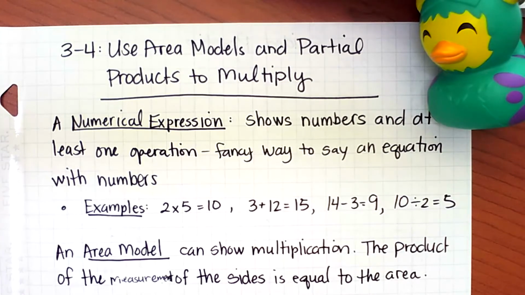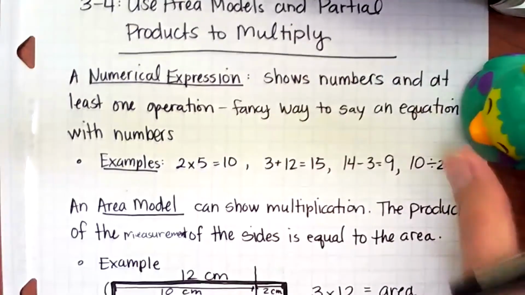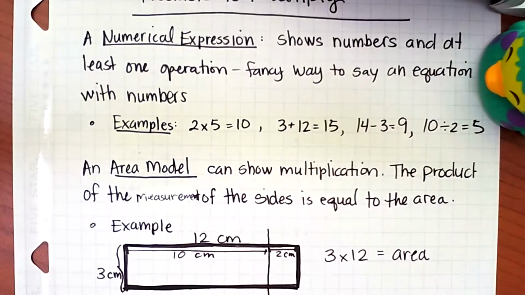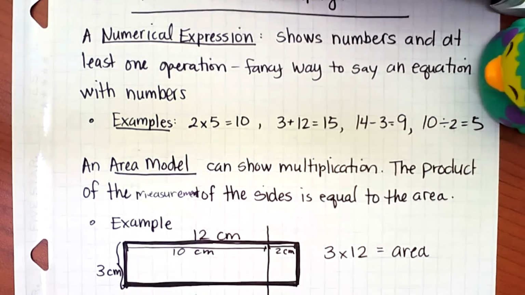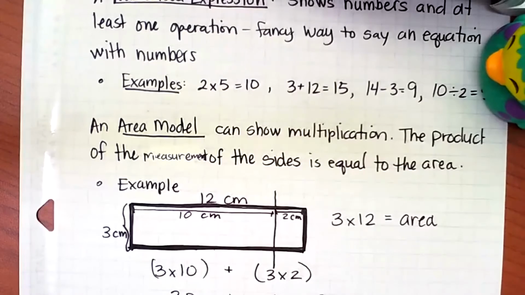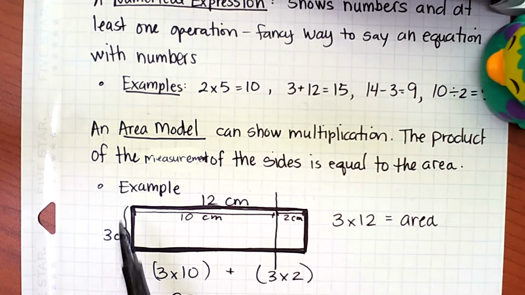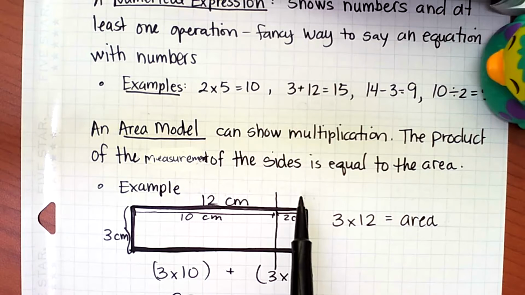Now, we also talked about area models. An area model shows multiplication. The product of the measurement of those sides is equal to the area of the model that you're looking at. So here's an example for you. I have 3 times 12. This is my area. I have 3 centimeters by 12 centimeters this way. I split my 12 centimeters into 10 and 2.